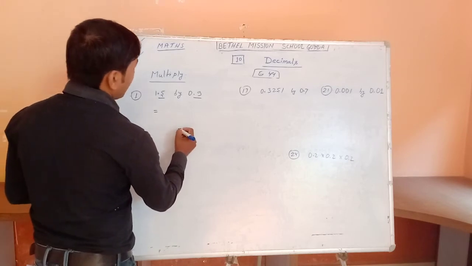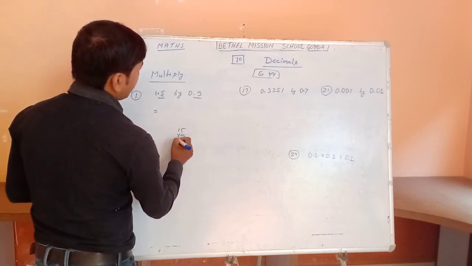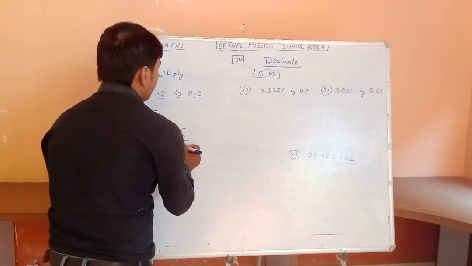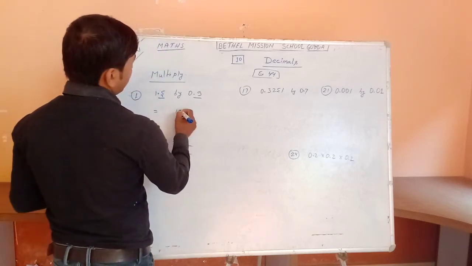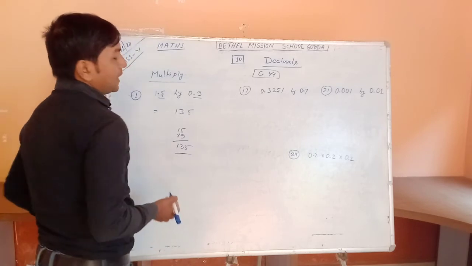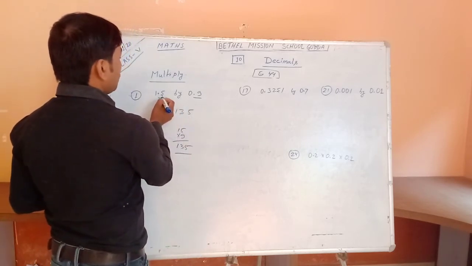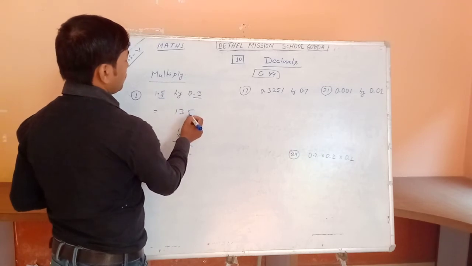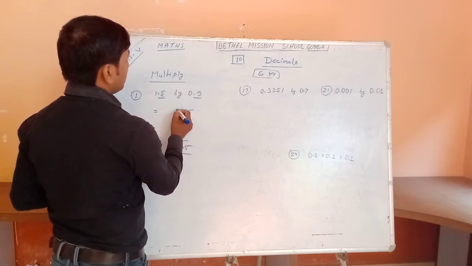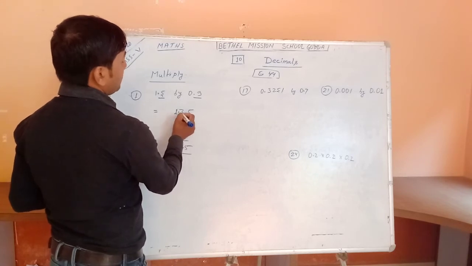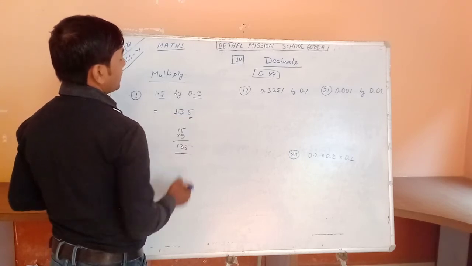First multiply 15 into 9. Okay, 15 9 ja 135. 135, and now you have to put the decimal after how many places? 1 and 1. 2 decimal places. 1 2. After 2 decimal places we put, after 2 digits we put decimal.